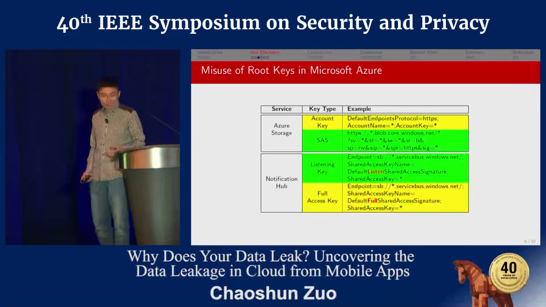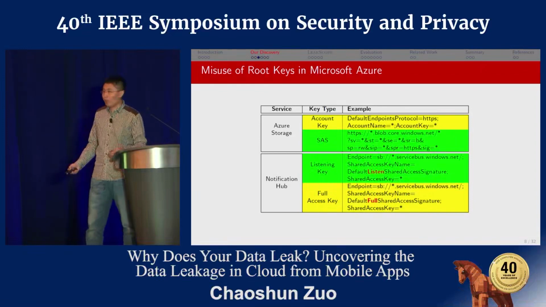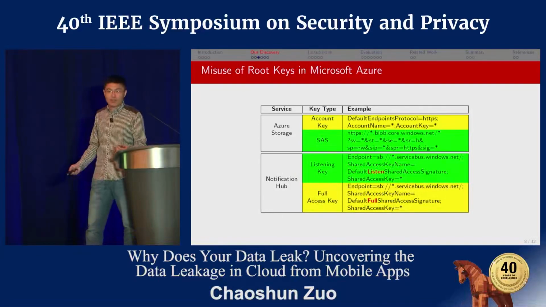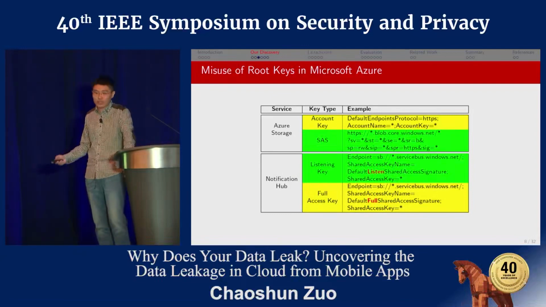The second example is for Microsoft Azure Notification Hub. The first line in green is an app key, and the last one is a root key. We can see that the app key and the root key are in different formats. For other cloud providers like Amazon AWS, the app key and the root key are the same.